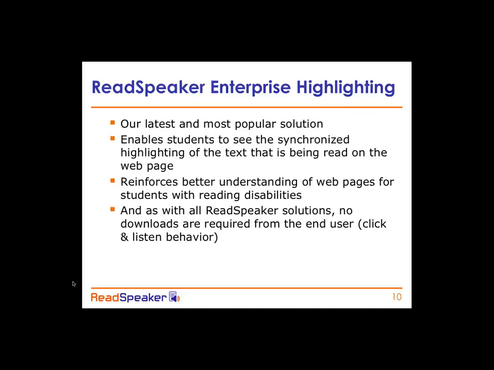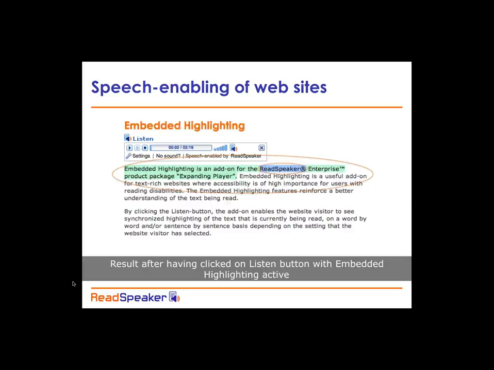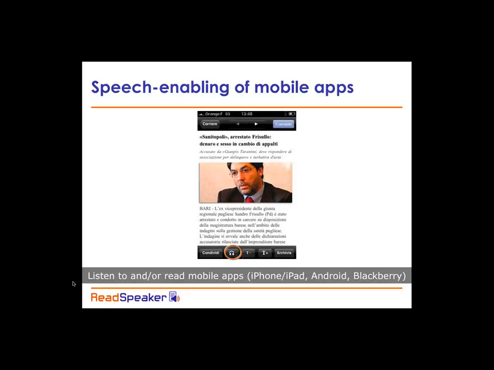The solution you will see on Georgia Virtual School is the ReadSpeaker Enterprise Highlighting Solution. So it's a solution which both reads out the content and highlights it at the same time. So that provides for a better understanding of the content. And again, as with all our solutions, no downloads are required for the end user. It's just a click and listen behavior. So this is what you will see on the Georgia Virtual School, the embedded highlighting product, where you see both highlighting of the words and sentences.